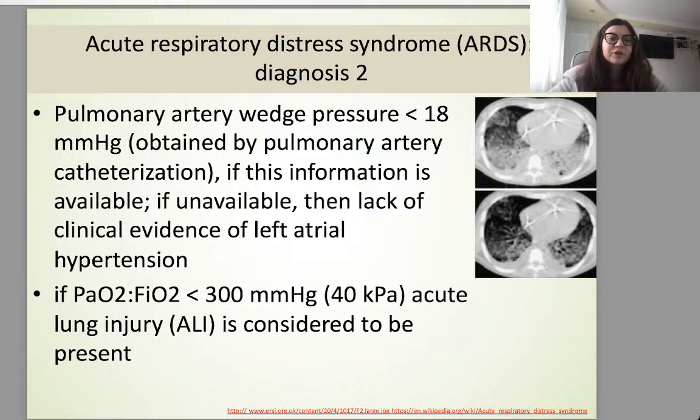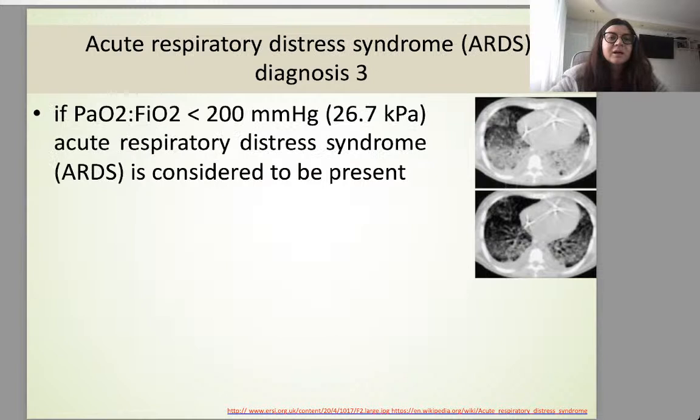If the ratio of partial pressure of oxygen to fraction of inspired oxygen is less than 300 mm Hg or 40 kilopascals, acute lung injury is considered to be present. If this ratio is less than 200 mm Hg or 26.7 kilopascals, acute respiratory distress syndrome is considered to be present.